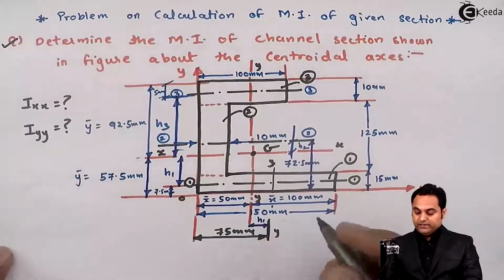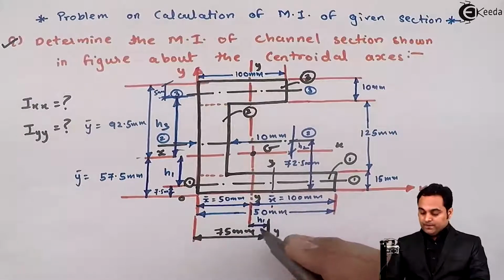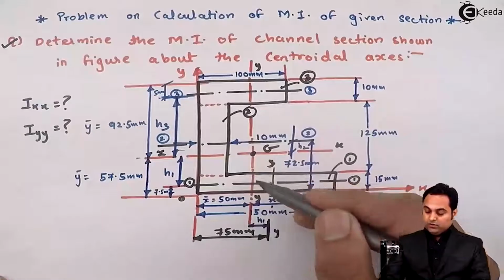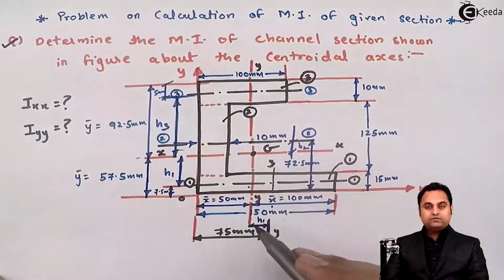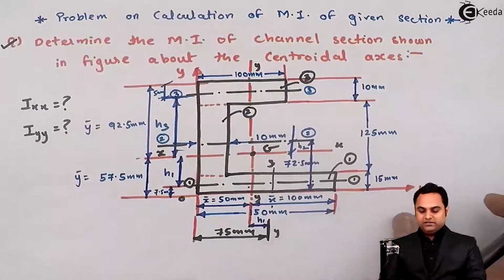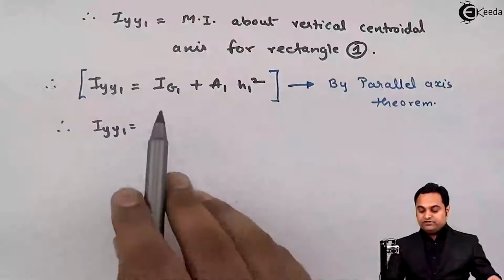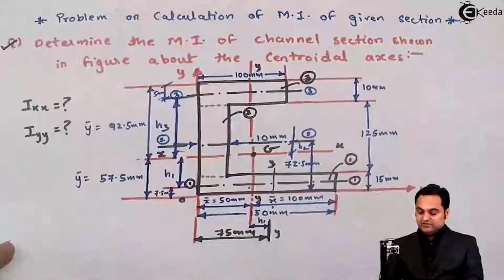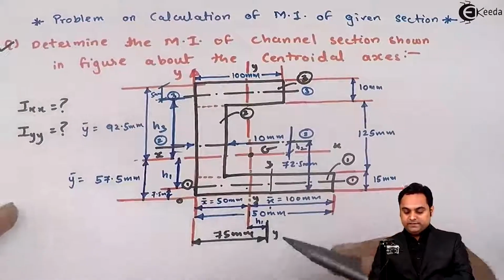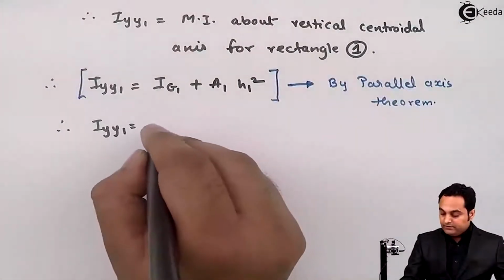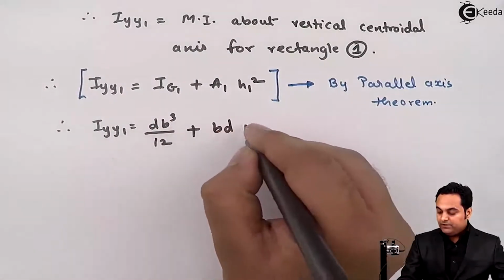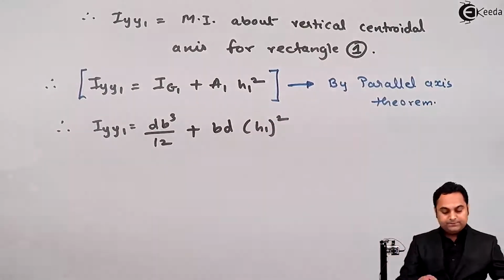So that is why we are using the parallel axis theorem. If the y-axis of rectangle 1 and the y-axis of the channel section were passing through the same line, that distance would have been 0, then there is no need of the parallel axis theorem. But here we will use it. So the first thing is Iyy1. Ig1 is the moment of inertia for rectangle 1 about its own y-axis, and that will be written as db cube by 12 plus area 1, which is b into d, into h1 square.